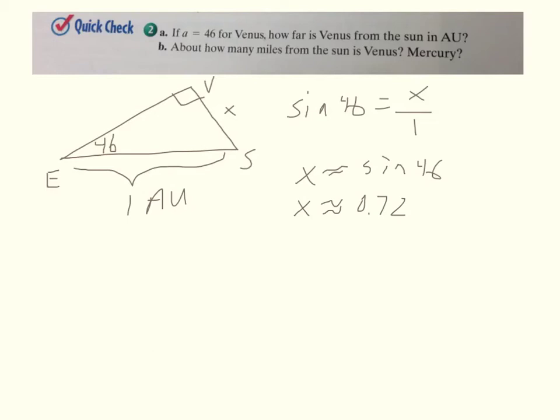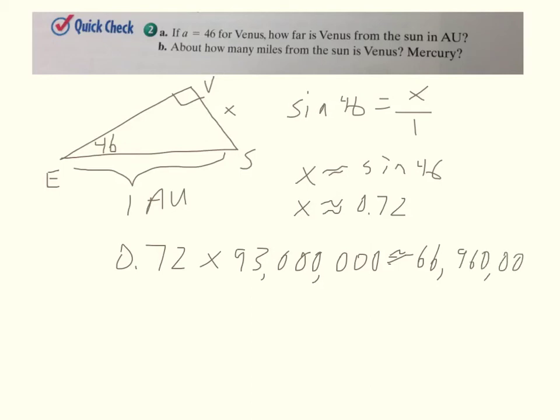Now for part B, they want to know how many miles from the Sun Venus is. We would simply multiply 0.72 times 93 million, and we get approximately 66,960,000 miles.